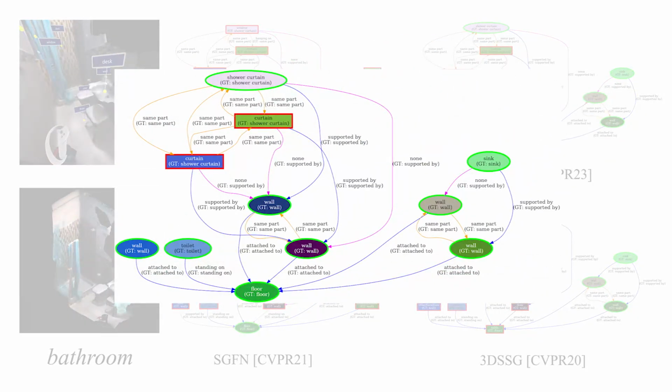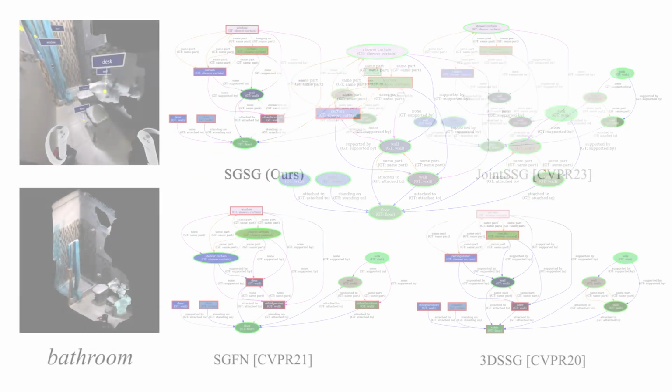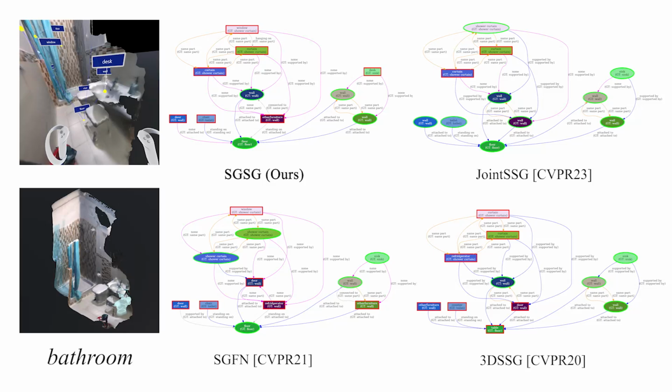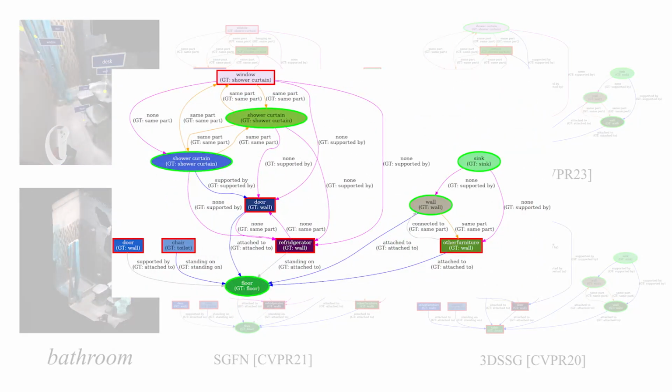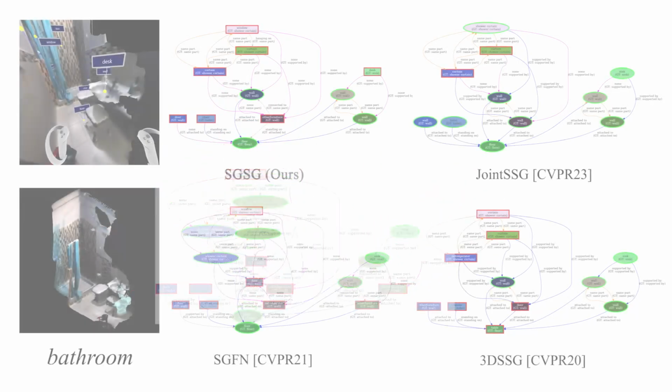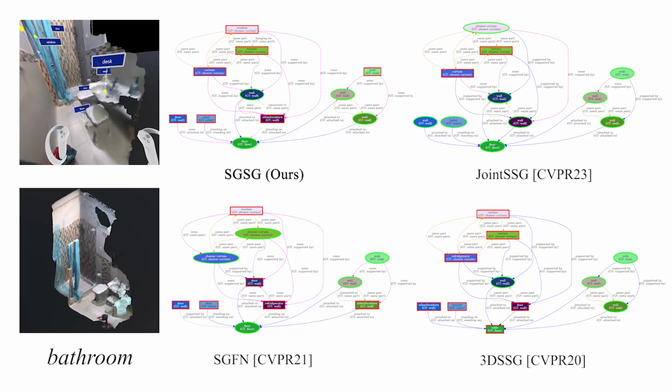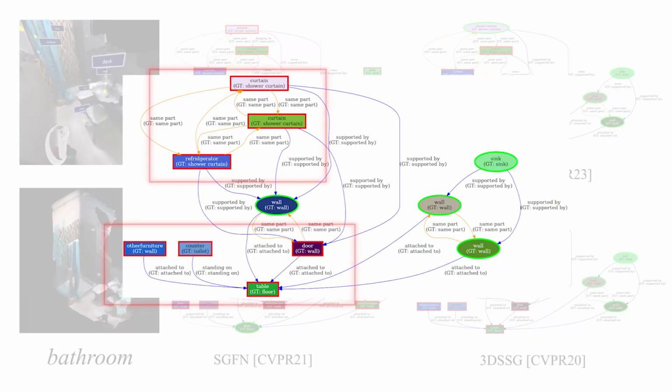With the cross-modal method JointSSG, style semantic errors occur. Shower curtains are misclassified as curtains, and due to occlusion in the 2D assisted input, some supporting predicates are mismatched. With SGFN, fragmented point clouds perform suboptimally after semantic fusion. The toilet is recognized as a chair, and walls are separated into multiple segments. 3DSSG, which lacks reasoning aggregation, shows even larger deviations in object-level predictions.